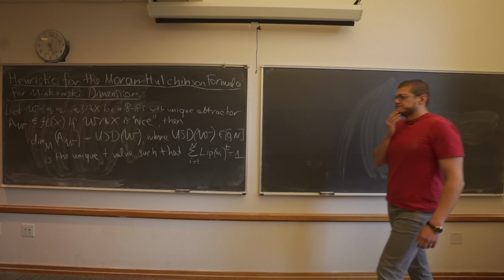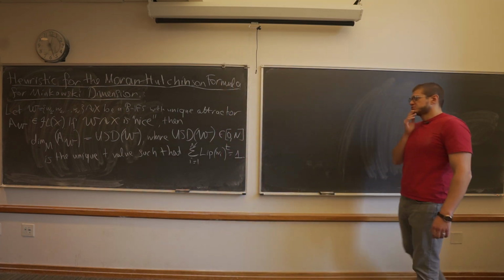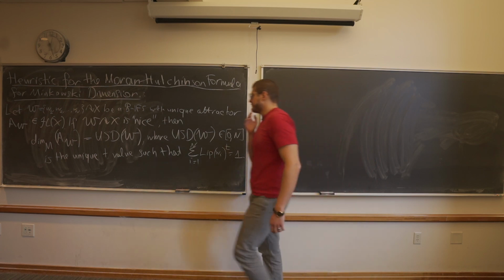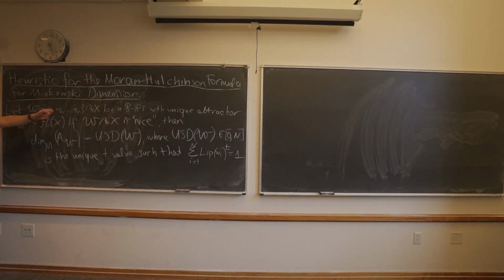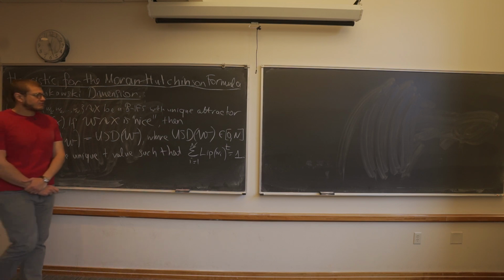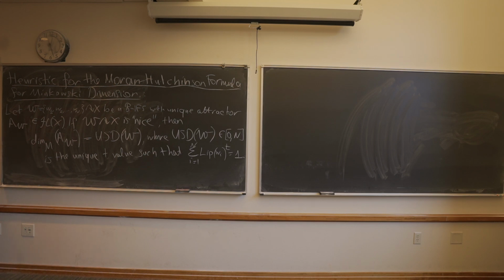Okay, so heuristic for the Moran-Hutchinson formula for Minkowski dimension. Okay, so we have an IFS. As usual, we have a complete metric space X and finitely many contractions, and I put them into a set. And let's say that it has this unique attractor, A sub W. Recall that it's a compact non-empty subset of your ambient space X.